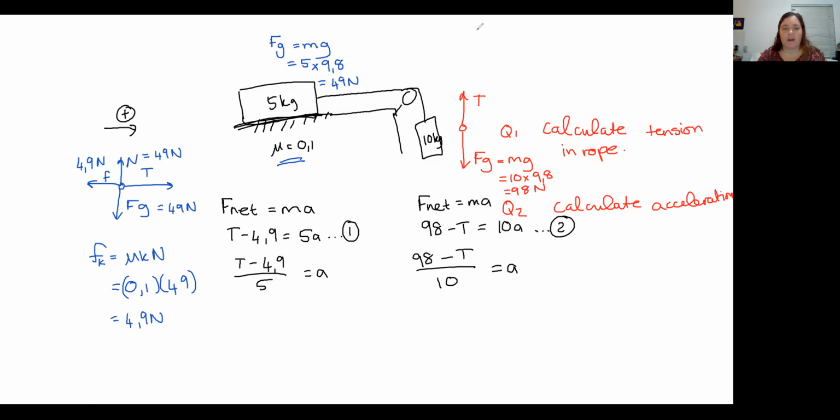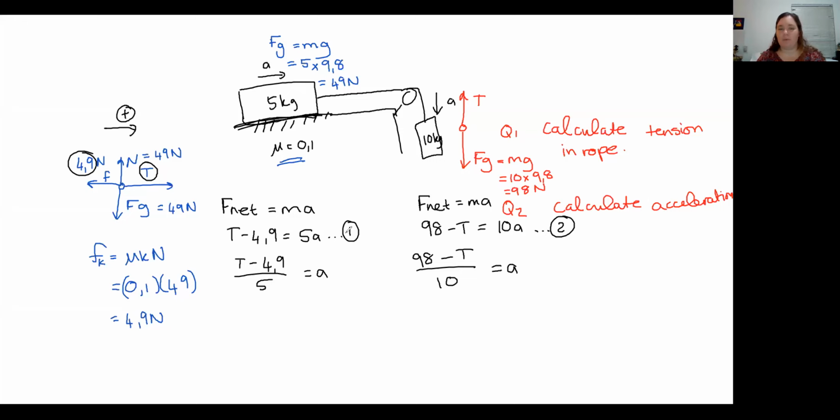So if you look at what I've got here, I worked out the weight of both objects over there. I then went and worked out my frictional force by saying that the normal and the weight were equal. I worked out that my frictional force was 4.9. So therefore, because we are accelerating towards the right here and down here, I said in this case, it's going to be tension minus the 4.9 is equal to mass times acceleration.